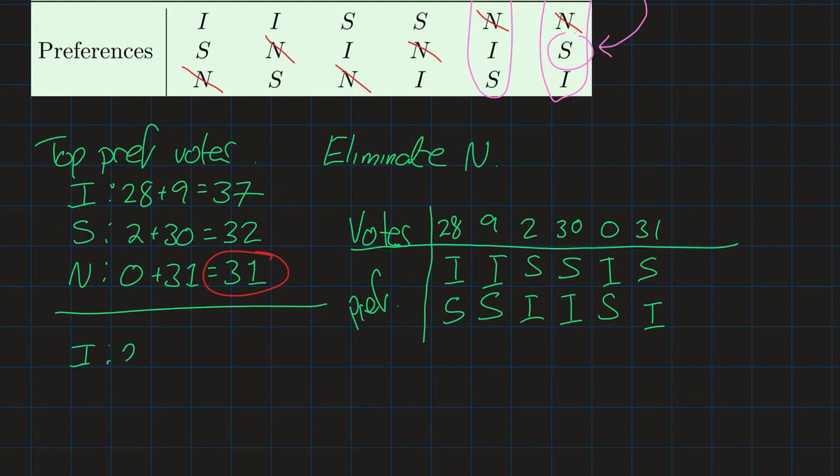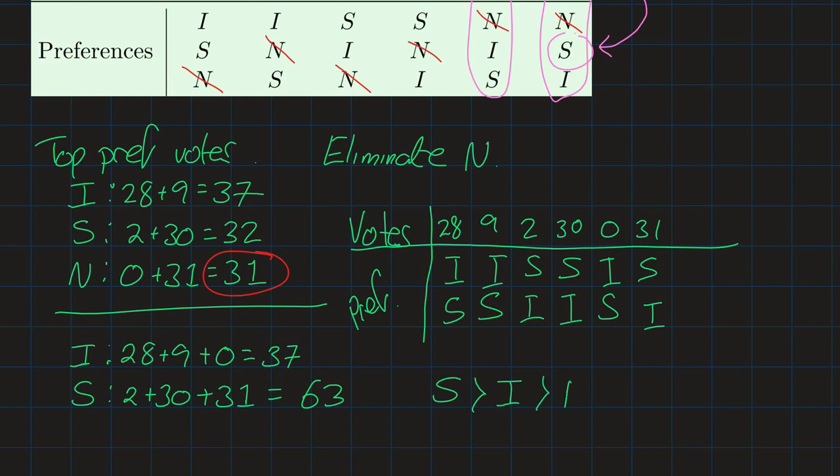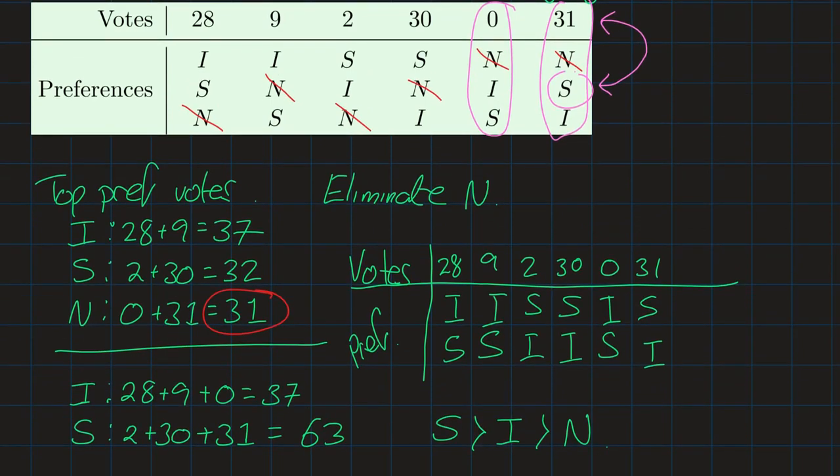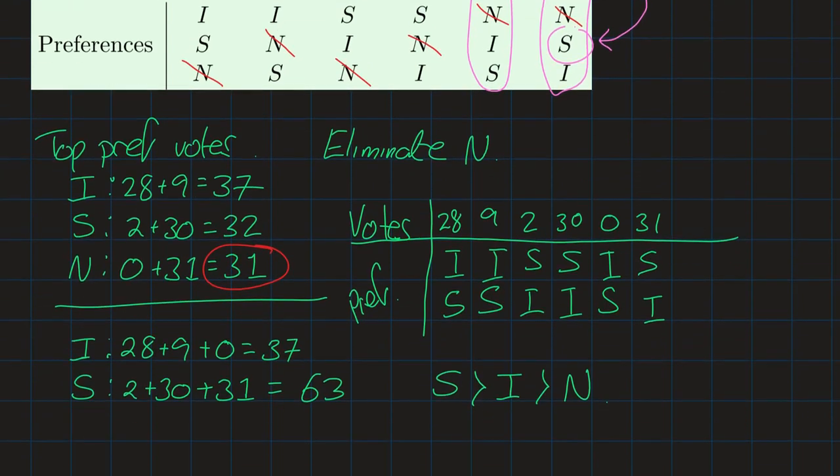So I has 28 plus 9 plus 0, which is 37. And S has 2 plus 30 plus 31, which is 63. So this means that the social ranking under the two-round runoff is going to be S beats I beats N. Okay? This is the social ranking under the two-round runoff. S beats I beats N. And you might notice that this is actually different to the social ranking we got under the plurality voting system. Under the plurality voting system, we had I beats S beats N.